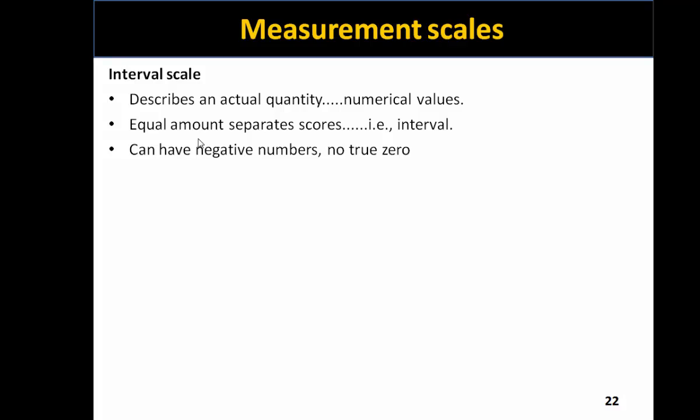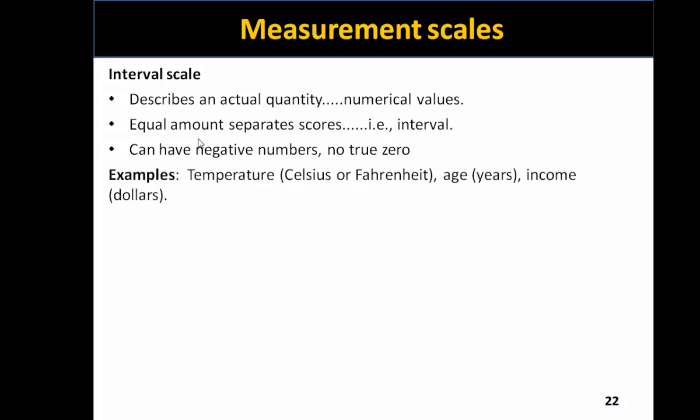The interval scale is one in which the response can have a negative value, and so there is no true zero in this situation, such as temperature. When we talk about temperature, we define temperature in Celsius or Fahrenheit. It can have negative values, but it doesn't have to have negative values. The interval scale just allows that.